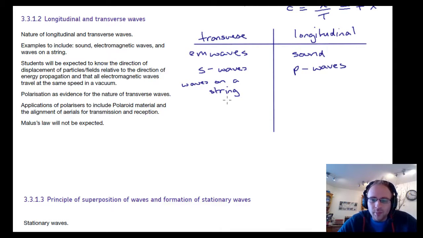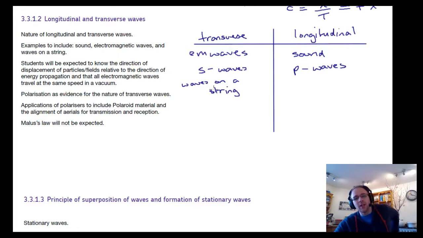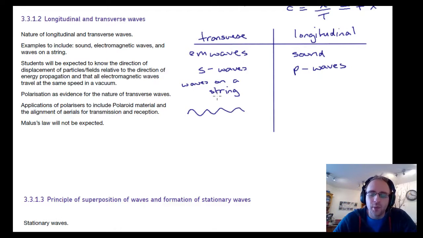Obviously we can have transverse waves on a string, so if you had a string and you shook it up and down, it would look like that. You can also get longitudinal waves on a string, so if you pull a string tight with two cups on the ends, then that's longitudinal waves travelling down the string. But we'll ignore that for now. Generally, you're going to want to use one of these four examples for examples of transverse and longitudinal waves.